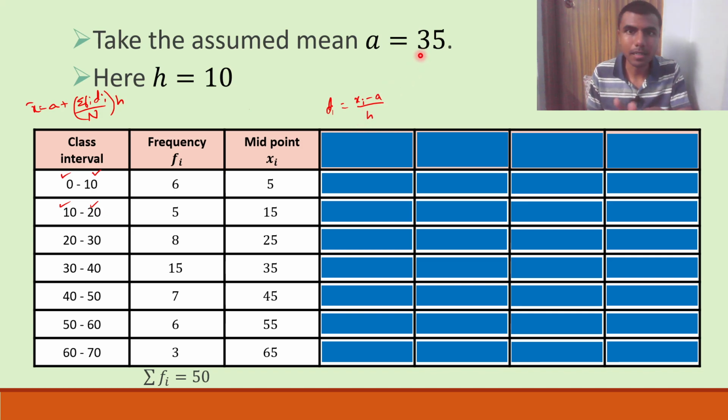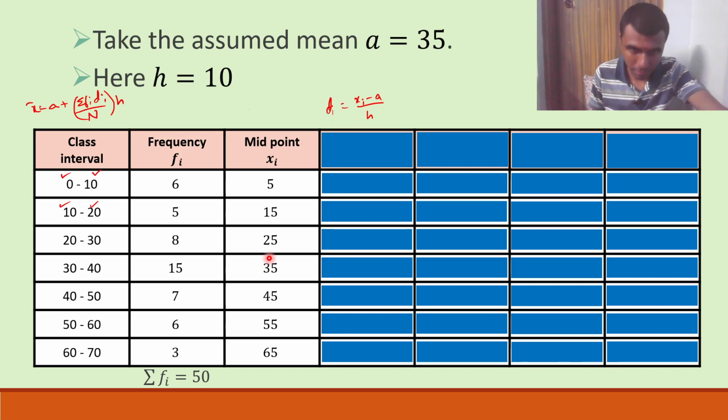Why did I take my assumed mean a as 35? You might wonder. See here there are 7 rows: 1, 2, 3, 4, 5, 6, 7. Whenever there are 7 rows, we generally take the center one, this row, as our assumed mean. So 35.